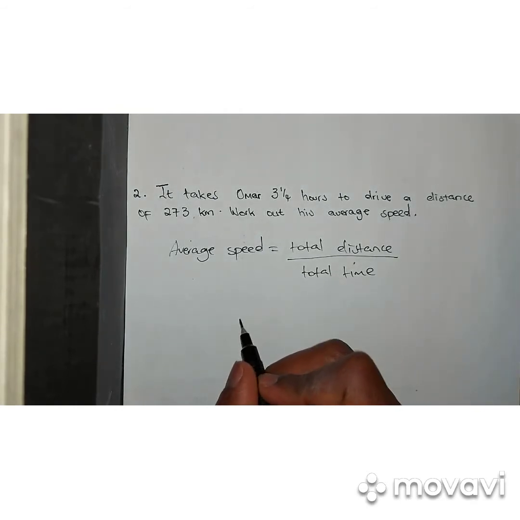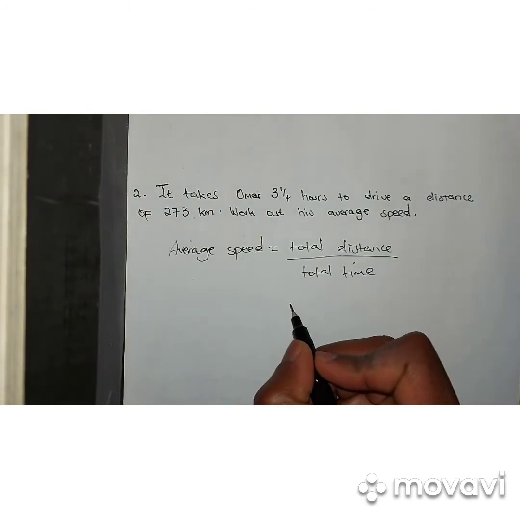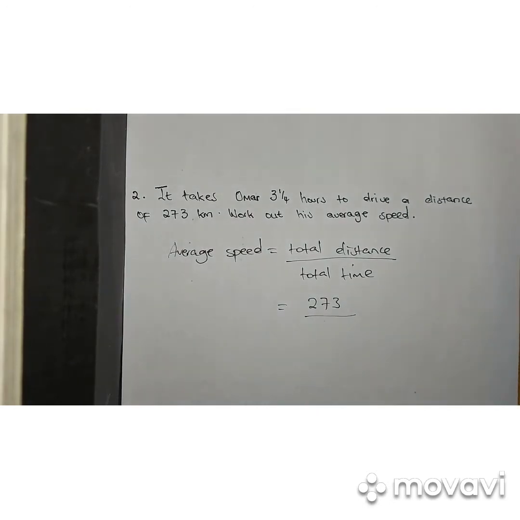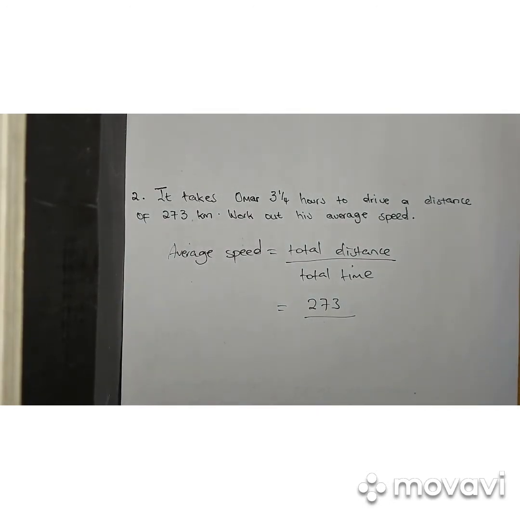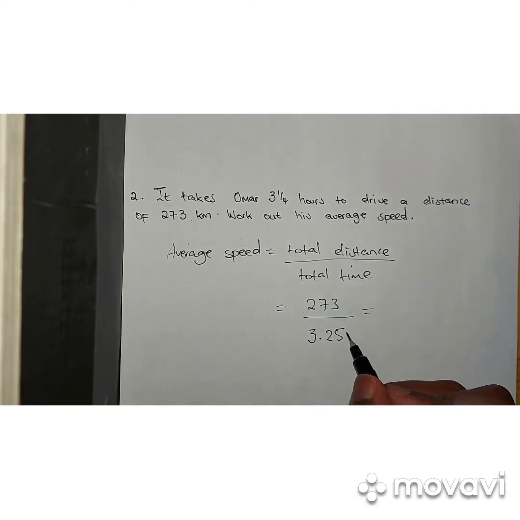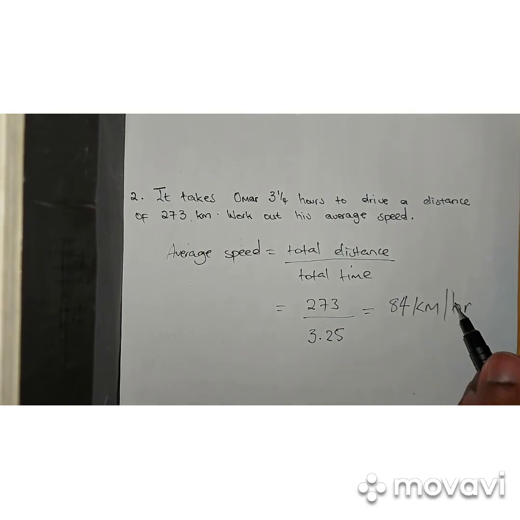Have we been given total distance? Yes. Our total distance is 273 kilometers. Have we been given total time? Yes. Our total time is 3¼ hours, which is the same as 3.25 hours. You solve this. 3.25 goes how many times into 273? It goes 84 times. So our average speed will be 84 kilometers per hour.